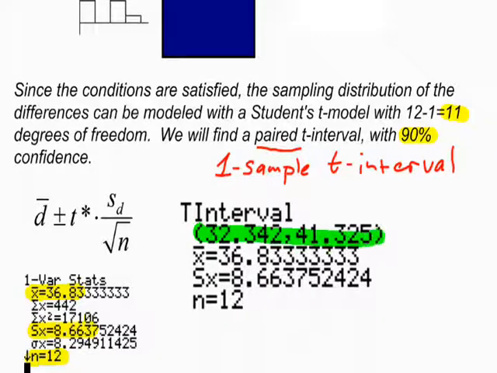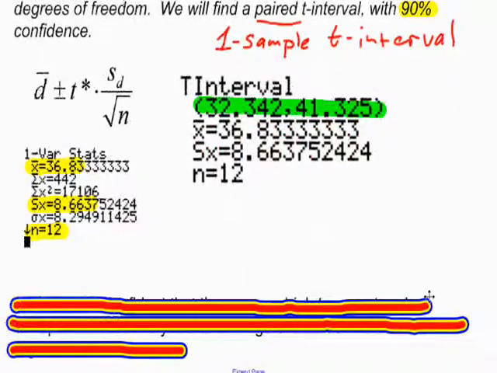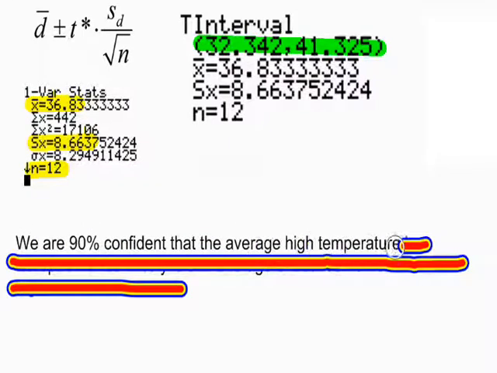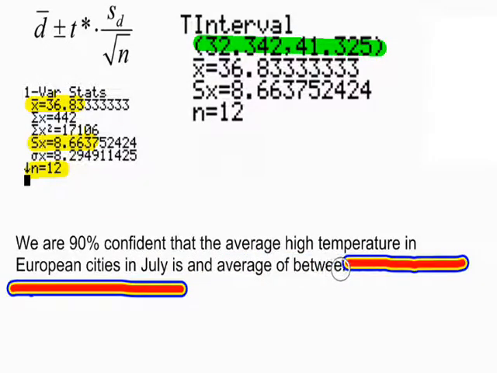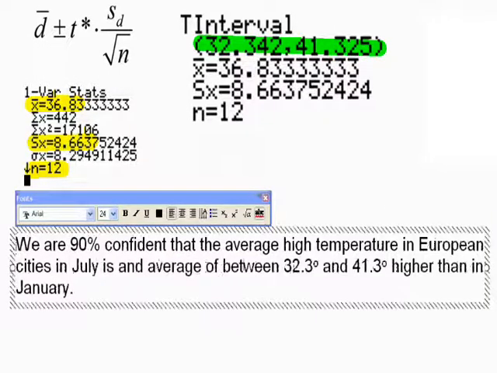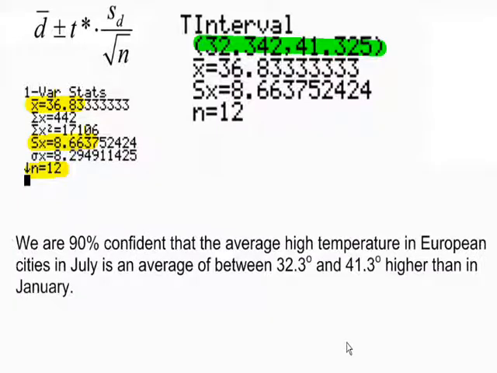Here's my interval. Now I need to interpret that interval. When I interpret that interval, it would look like this. We are 90% confident that the average high temperature in European cities in July is an average between 32.3 degrees and 41.3 degrees higher than in January. This should say an average right there. There we go. Okay, and that's the end.